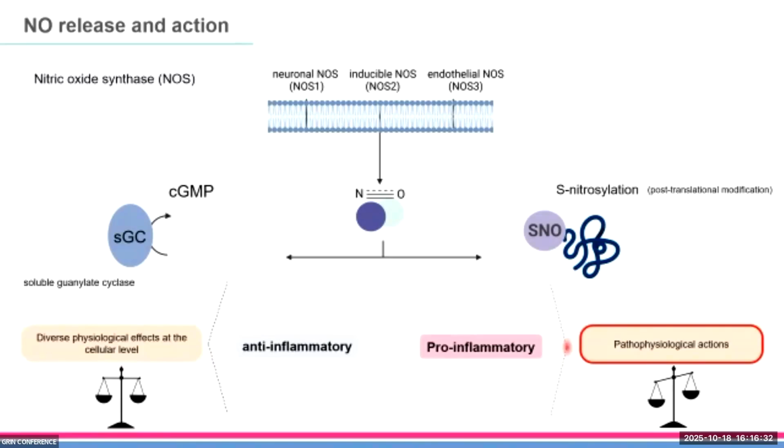And once in the interior of the cell, it will act either by promoting the production of a downstream messenger, cyclic GMP, which is a molecule with broad actions, or by performing a post-translational modification, that is S-nitrosylation, which I'm not going to talk about today, but it's a very interesting mode of action because it has been linked with the pathophysiological actions of nitric oxide and its involvement in the inflammatory phenotype.